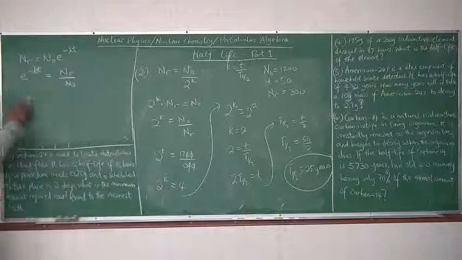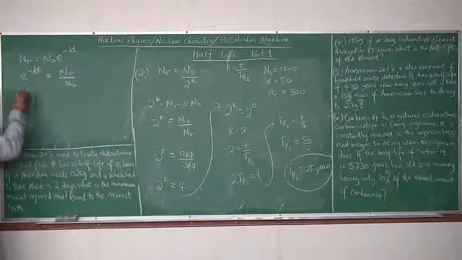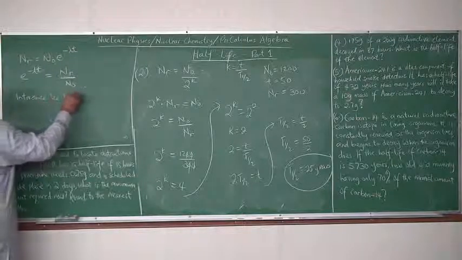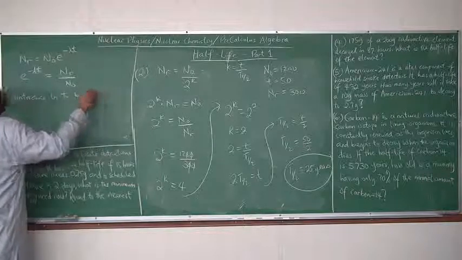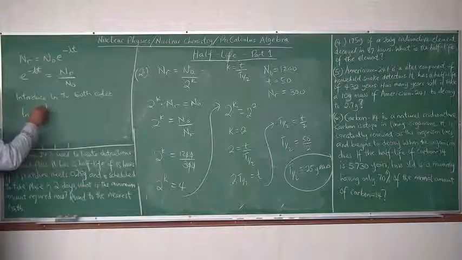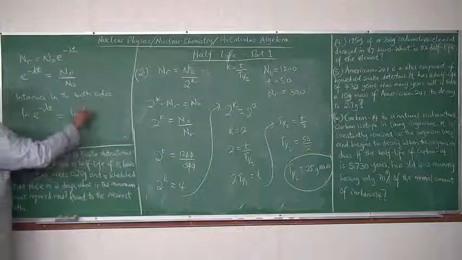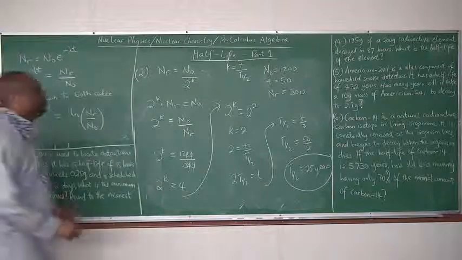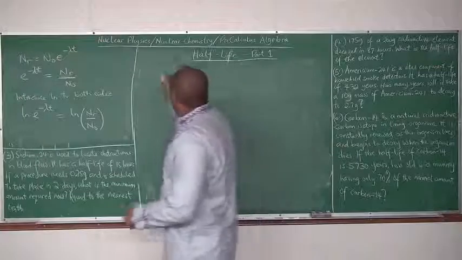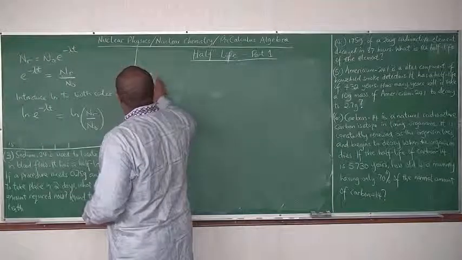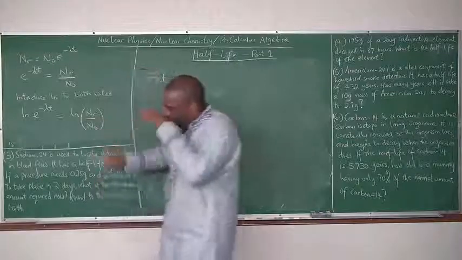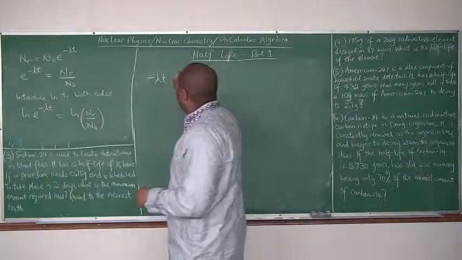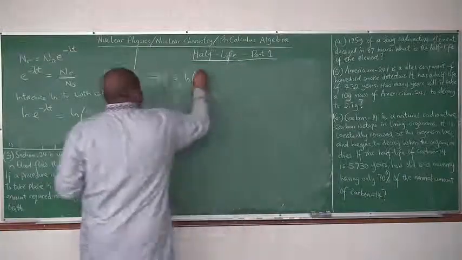How do we get this? We have to introduce ln. Introduce ln, or log to base e, to both sides. So we have that ln e to the negative lambda t is equal to ln of N subscript R over N subscript O. Because this is log to base e, that gives us negative lambda t equal to ln of NR over NO.